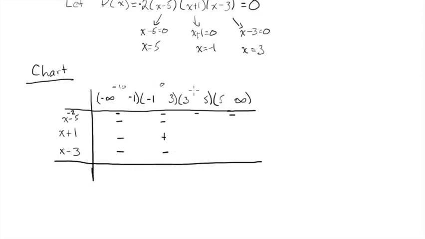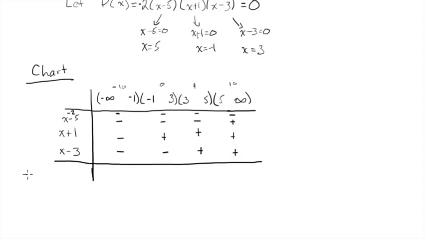Pick a number between 3 and 5. Oh, 4 is an easy one. So 4 minus 5, negative. 4 plus 1, positive. 4 minus 3, positive. Between 5 and infinity, let's go with 10. 10 minus 5 is positive. 10 plus 1 is positive. 10 minus 3 is positive.